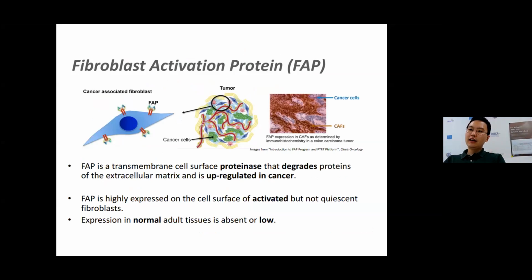And fibroblast activation protein, FAP, is a transmembrane cell surface proteinase that degrades proteins of the extracellular matrix and is upregulated in cancer. This FAP is highly expressed on the cell surface of activated but not quiescent fibroblasts. And in normal tissue, this FAP is not highly expressed.